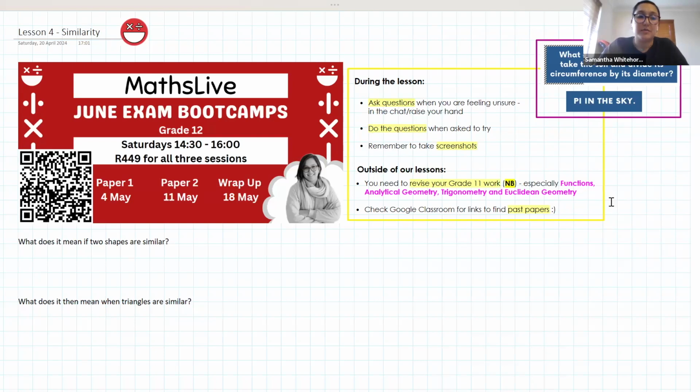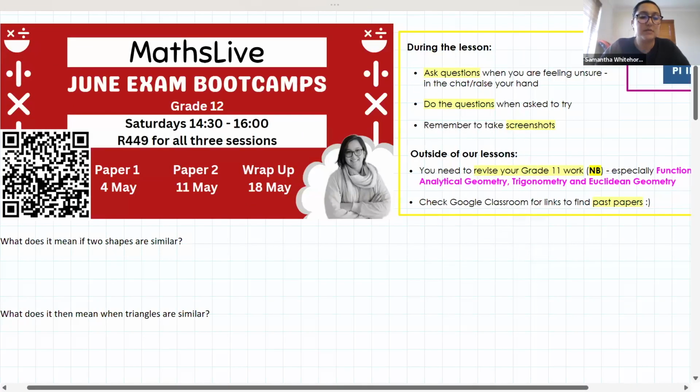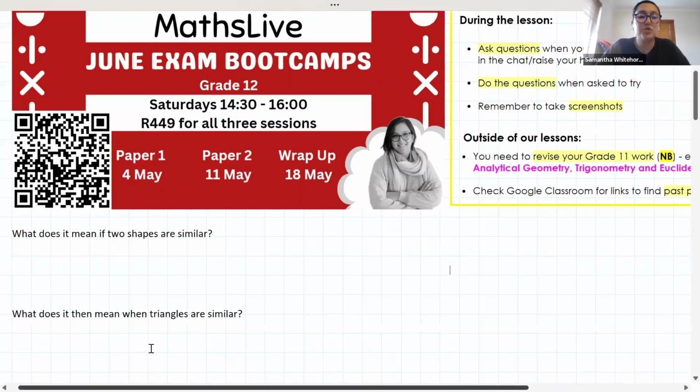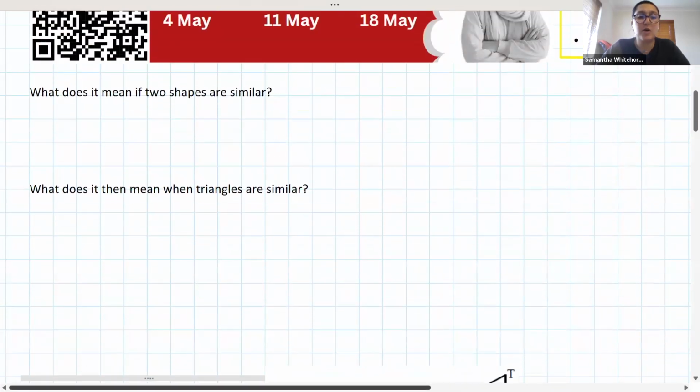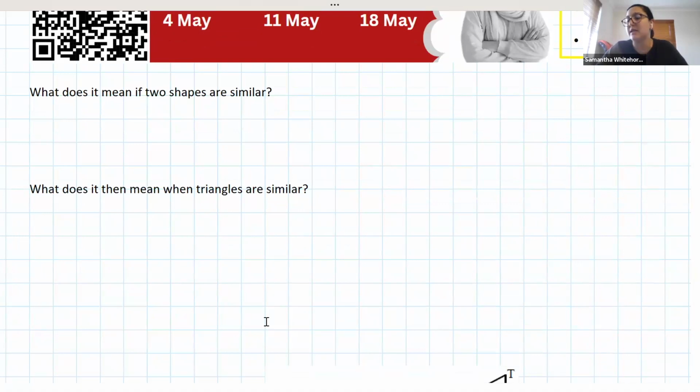Should make the screen bigger. What does it mean if two shapes are similar? So if I say the shape is similar to this shape, what do I mean? Mathematically, what does that mean? Think back to your grade 8, grade 9 geometry. What does it mean if shapes are similar?